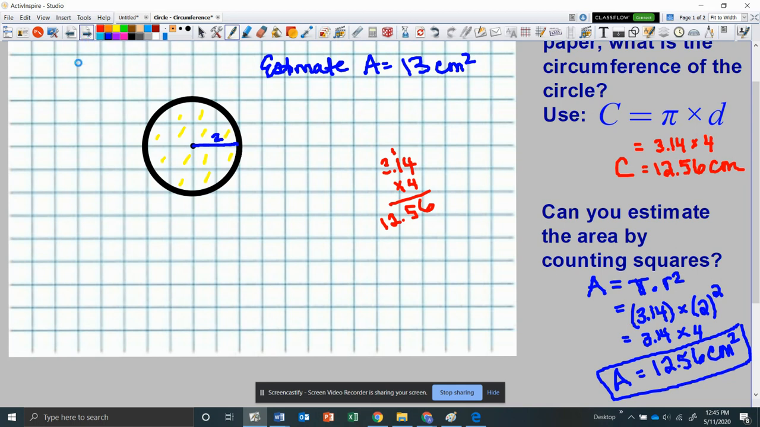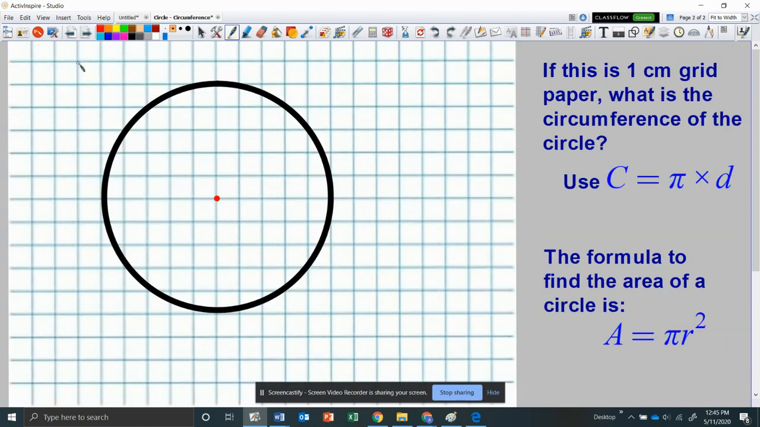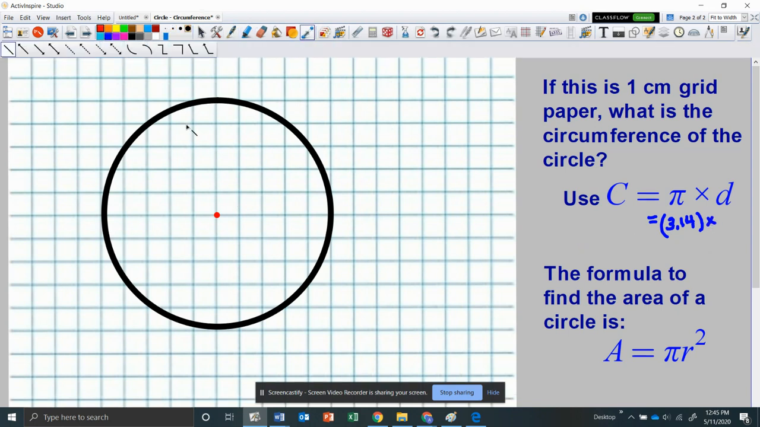Okay, so we're going to look at this next problem, and we're going to try this. Again, this is 1 centimeter grid paper, and we're going to find first the circumference. For circumference, we're going to put in 3.14 for pi. And now we have to find the diameter. Diameter is the distance from one side through the middle to the other side.